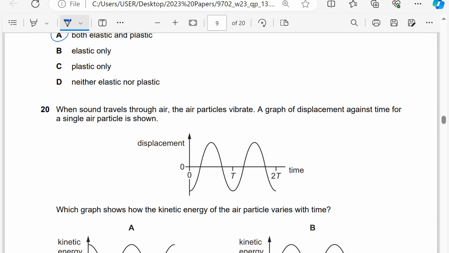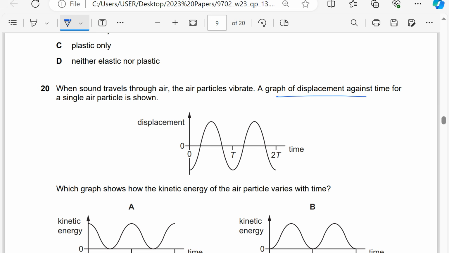When sound travels through air, the air particles vibrate. A graph of displacement against time for a single air particle is shown. Remember, the gradient of a displacement-time graph is equal to the velocity. So here the gradient is 0, so velocity here is 0. So if I sketch a graph of velocity against time, it should be starting from 0.